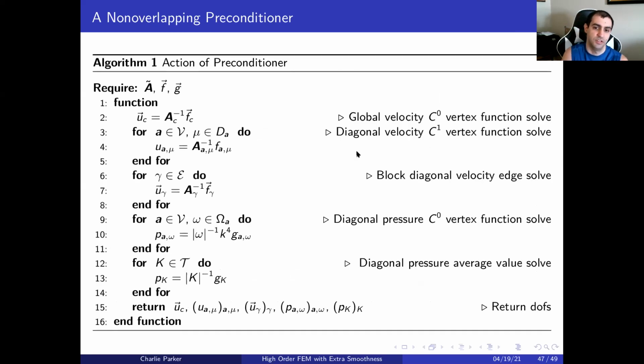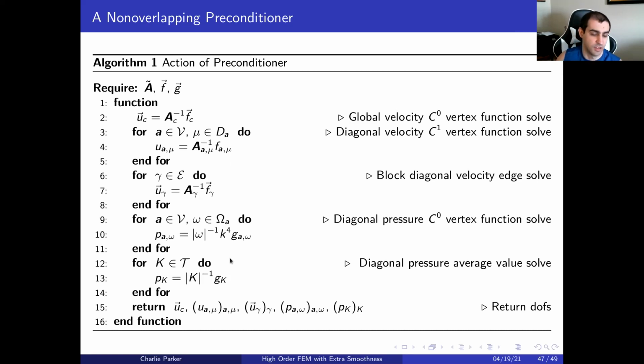Okay, so the preconditioner is similar to the H2 one on each component. For the velocity functions, we keep the C0 vertex functions together. Then the C1 vertex functions decouple entirely for every vertex and for every derivative degree of freedom. The edges are coupled together, but decoupled from every other edge. And then all of the pressure degrees of freedom decouple entirely, in a matrix-free way.